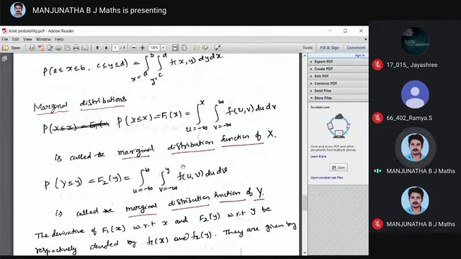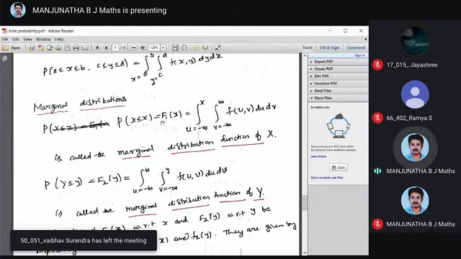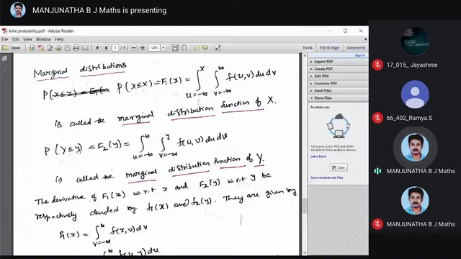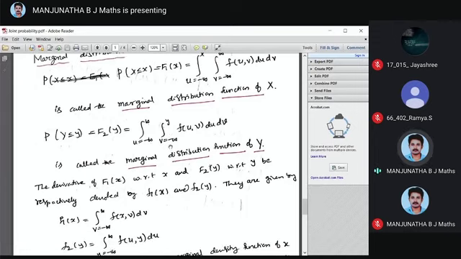Now the marginal distribution. The probability that x is less than or equal to x is the distribution function: u running from minus infinity to x, v running from minus infinity to infinity, f of u comma v du dv. This is called the marginal distribution function of x. What is the probability that y is less than or equal to y? That is f2 of y, the marginal distribution of y, defined with u running from minus infinity to infinity, v running from minus infinity to y, f of u comma v du dv. This is called the marginal distribution function of y.